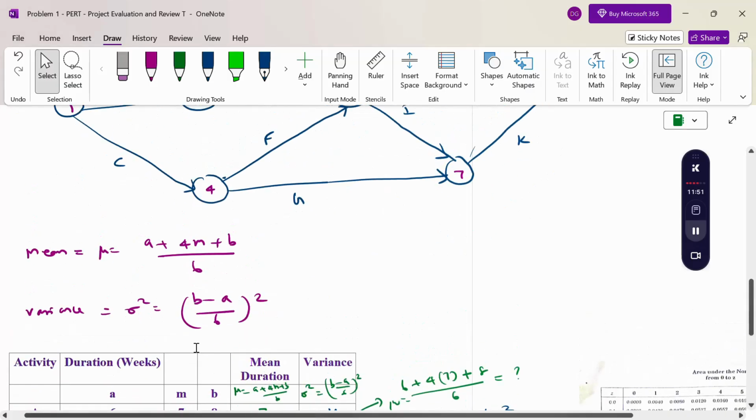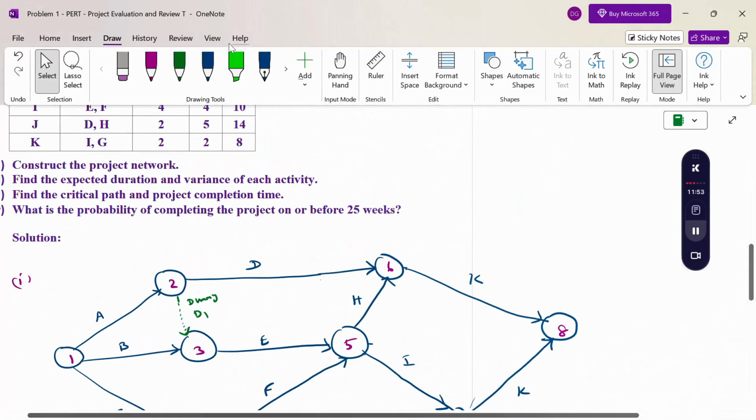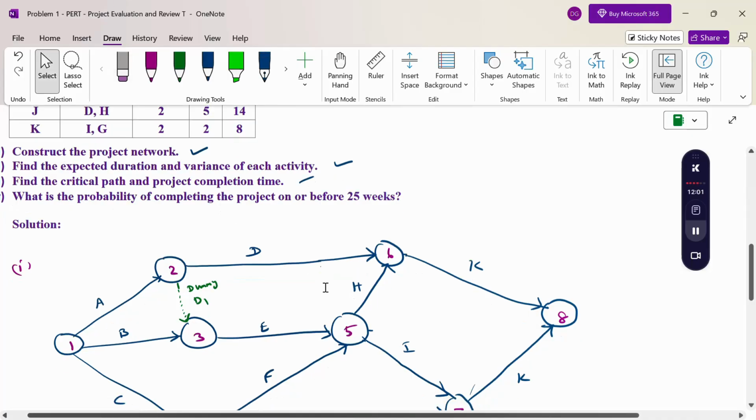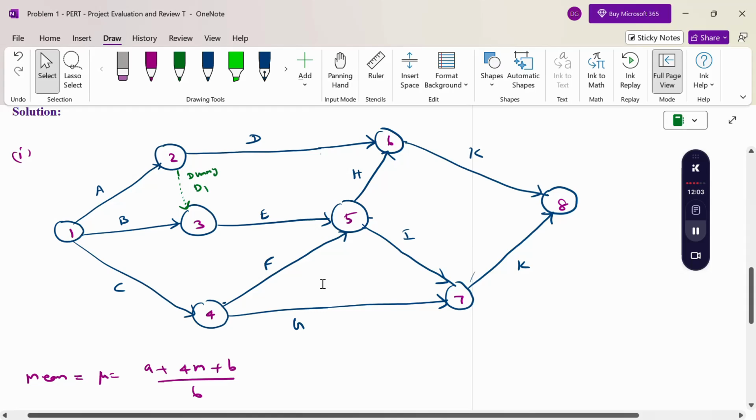This is the second question. What is the second question? First one, construct the project network. Second is expected duration and variance. Third, critical path and project completion time. So this process is already done in the previous problem. I uploaded it in the video. Please refer to the video.